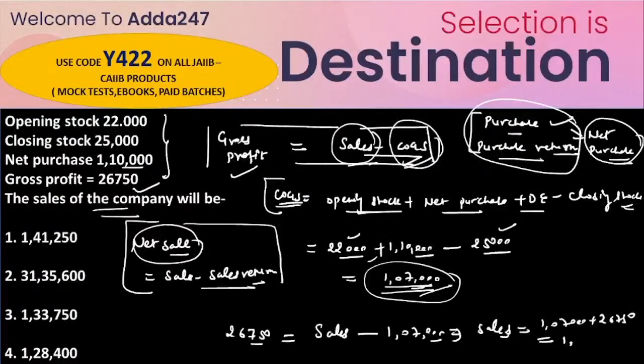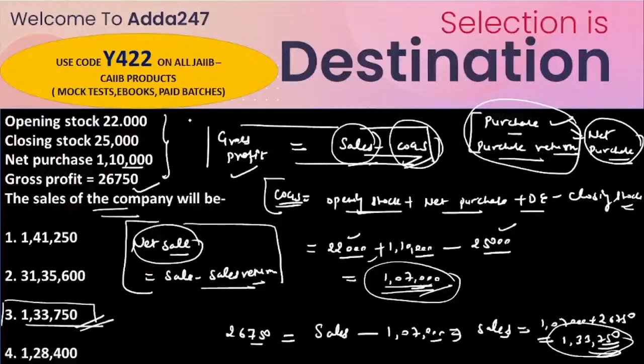The answer that will be 1,33,750, isn't it? So that would be your answer. So the answer that here we can calculate is 1,33,750 rupees. Okay. So the two formulas, or say three concepts, you understand here.